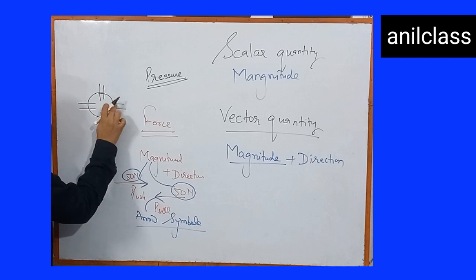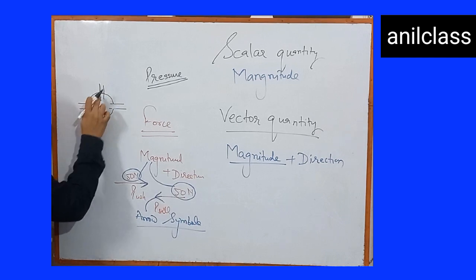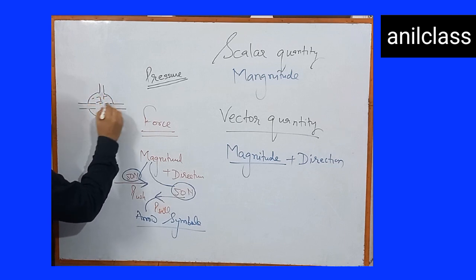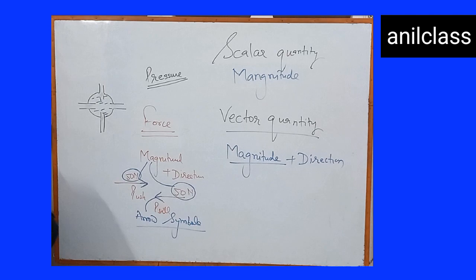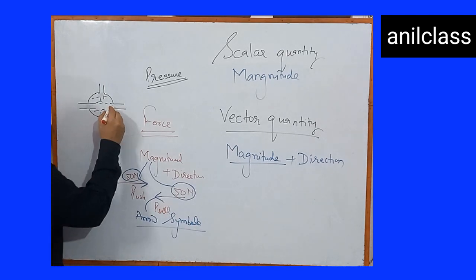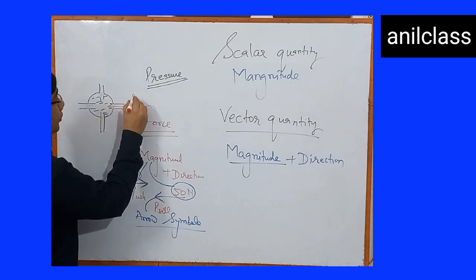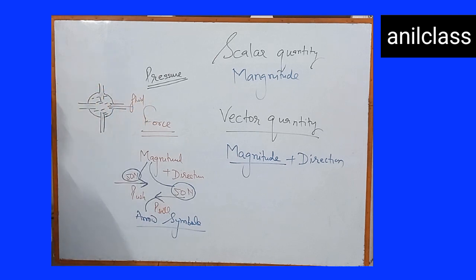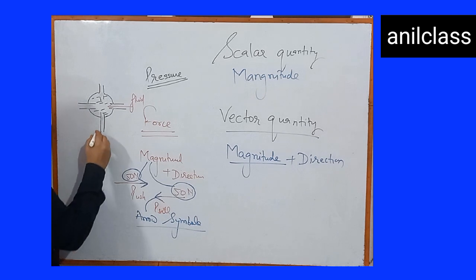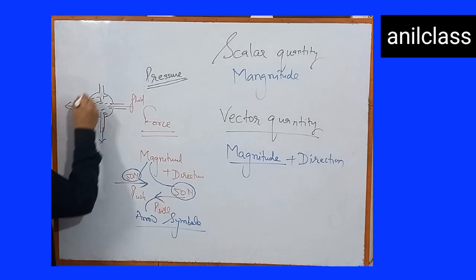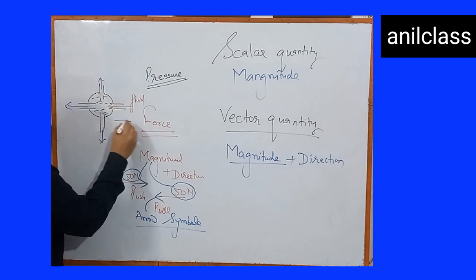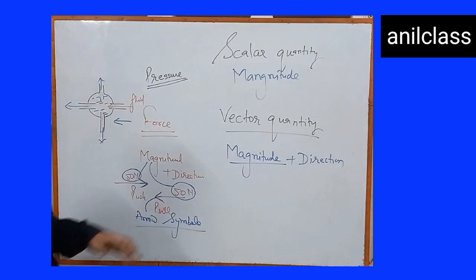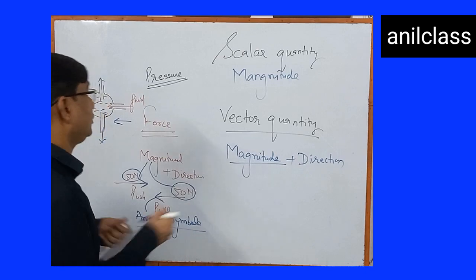Suppose it is a vessel and it is full of water. When we enter the fluid, this fluid moves away to different sides. Enter this and remove this. So pressure is a scalar quantity.